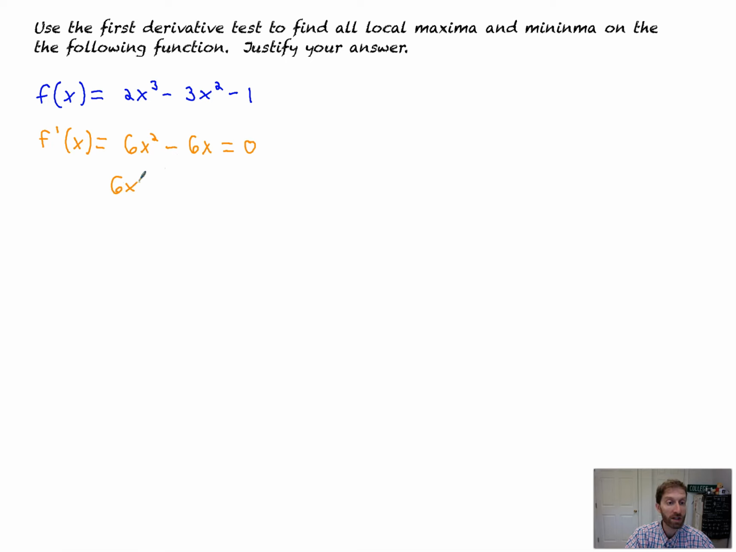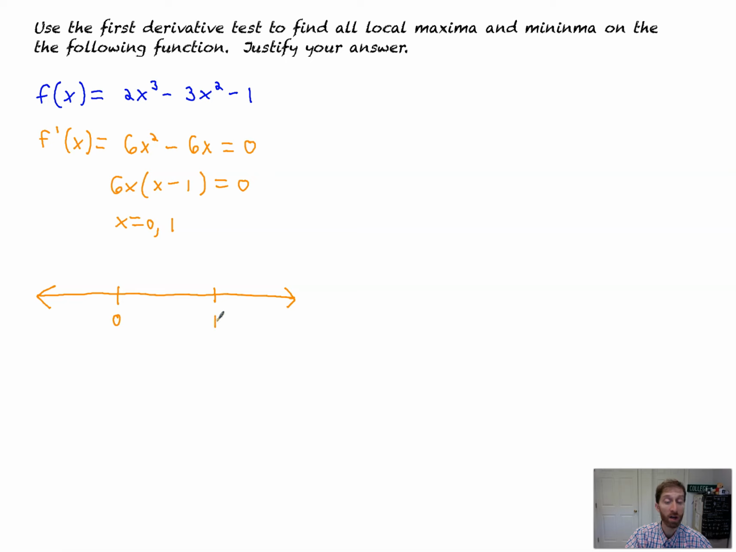So I'm going to factor out a GCF, 6x times x minus 1. Funny how these work out so well. And now we've got x equals 0 and x equals 1. These are the places where we could have relative maxes and mins. I'm going to draw out my sign chart. That's what it's often referred to. It's just a number line with markings at your critical numbers, 0 and 1.